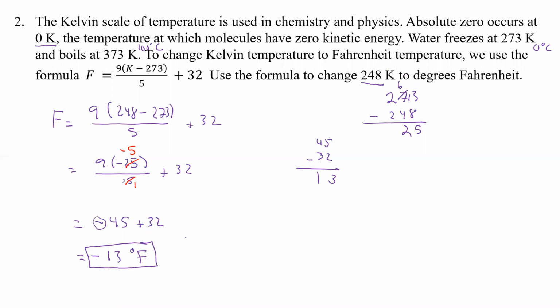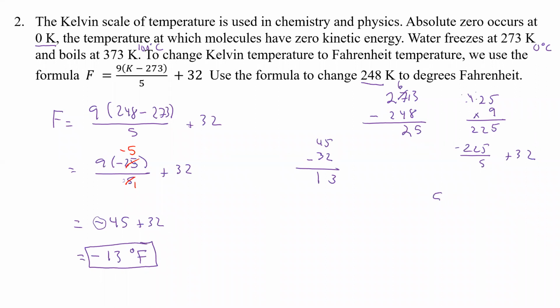Okay. Now, could we have gone the other way? Yeah, we could do that. We could take 25 times 9. 9 times 5 is 45. And it's going to be 18, 19, 20, 21, 22. And so now we have 225 divided by 5 plus 32. And again, that's a negative.